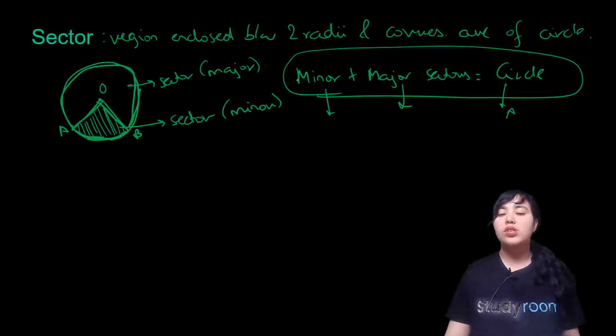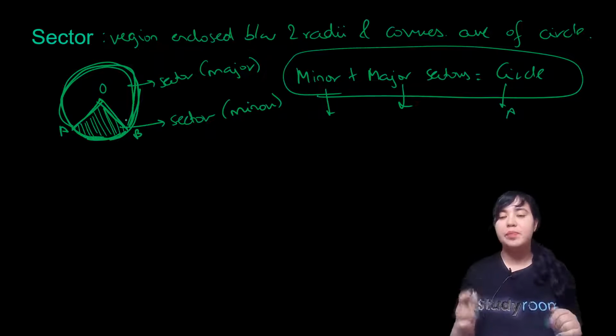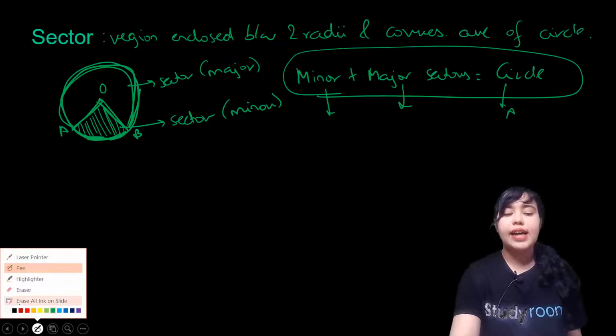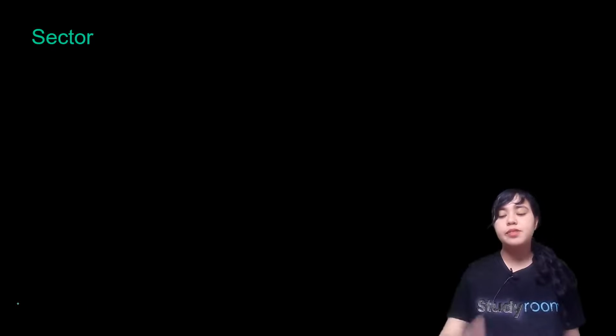Similarly, if I know the length of the arc of the minor sector and the length of the arc of the major sector, if I add them, I'll get the circumference of my circle. So now a very defining property of a sector is its angle, the angle which it makes at the center.